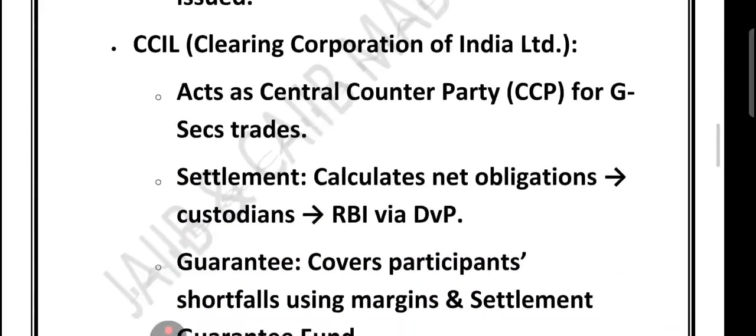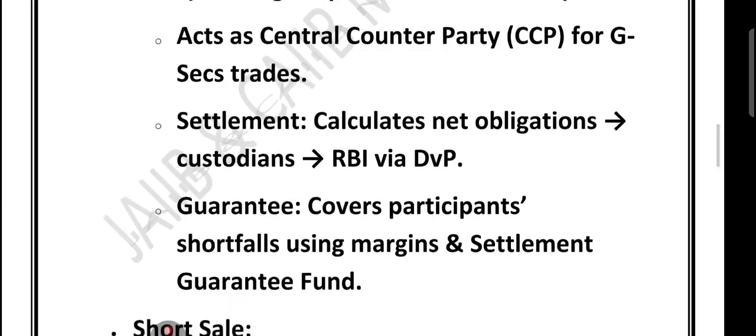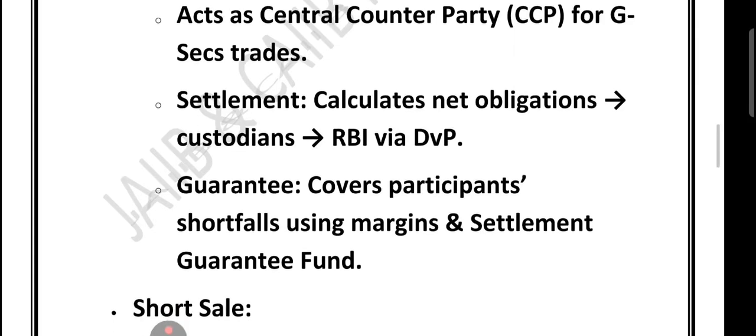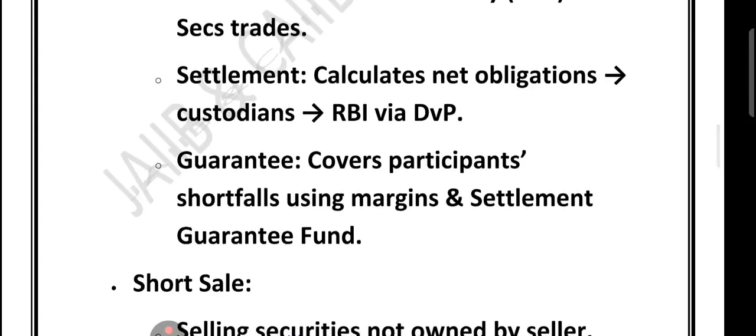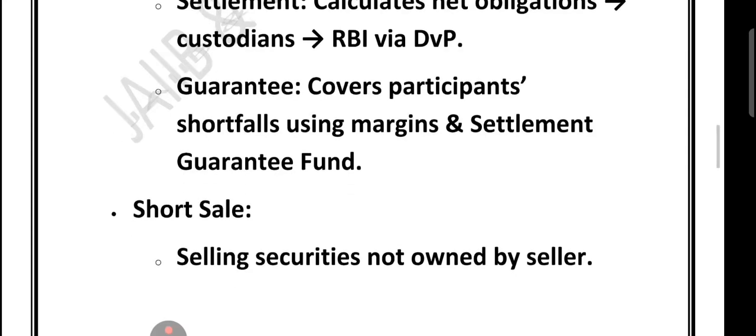Then we have CCIL or Clearing Corporation of India Limited. They act like a central counterparty, or we call it CCP, for government security trades, reducing the counterparty risk. Yes, it reduces the counterparty risk. In the settlement process, CCIL circulates net obligation for each participant, custodian to RBI via DVP, delivery versus payment mechanism. Guarantee, I told you, if any participant defaults, CCIL covers it using margin and settlement guarantee fund, or we call it SGF.